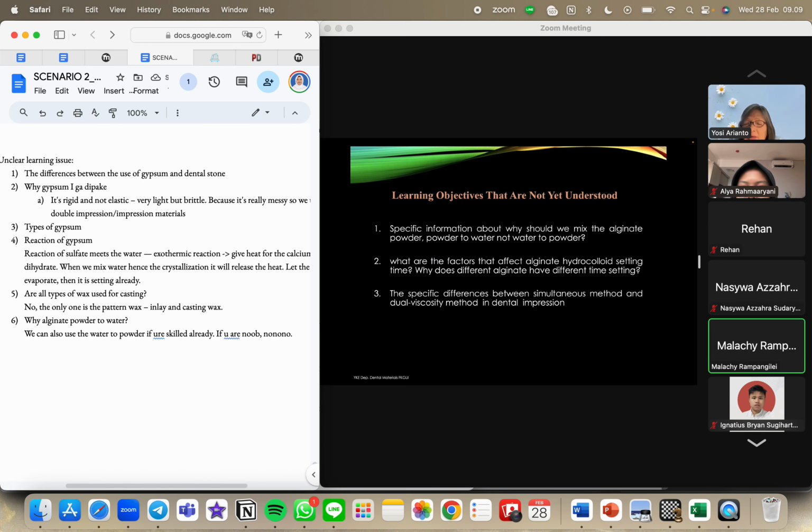Is it also to prevent clumping, Prof? Clumping. So it prevents clumps from forming when we put powder into the water. Bubbles, you mean? Yes, that's right. And you have to mix it very carefully the first time.